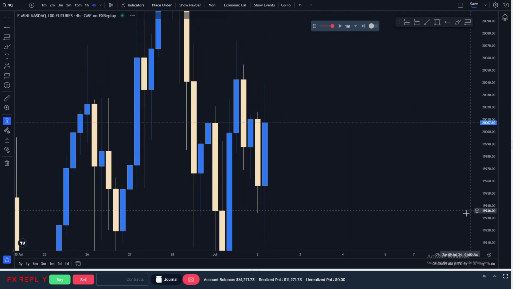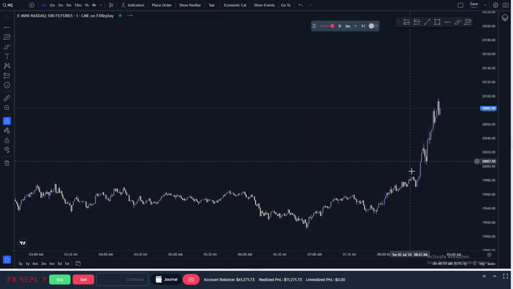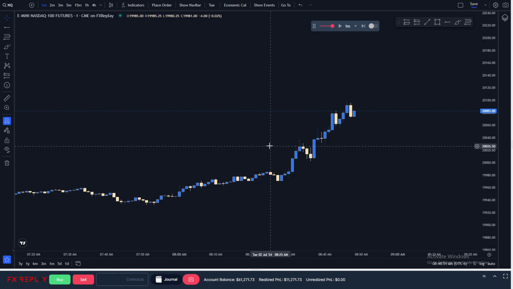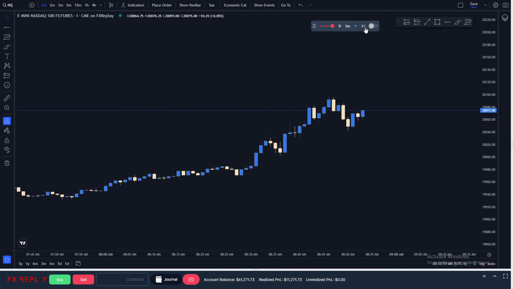Let's see, 4 hour, 1 hour. Okay, right now we're just in chop. So at this point, I'm just waiting for a sweep. I'm waiting for the market to give us something. Okay, it looks like we're taking out this liquidity. I'm just waiting for something. Okay, as you can see, the market picks up at 8:30, so we do see better movement. But right now there's nothing.